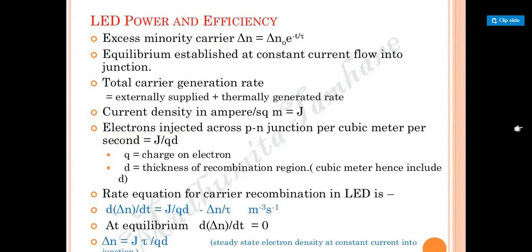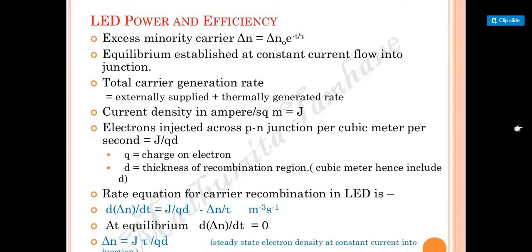Next thing, LED power and the efficiency. So how do we get the LED power? Power depends on the current we are passing; if you take the square of that current, we can find the power, because power is nothing but voltage times current, or voltage squared by resistance, or current squared times resistance. We know P = VI. If you want to convert V in terms of I, we can write it as I squared times R, or V squared by R.